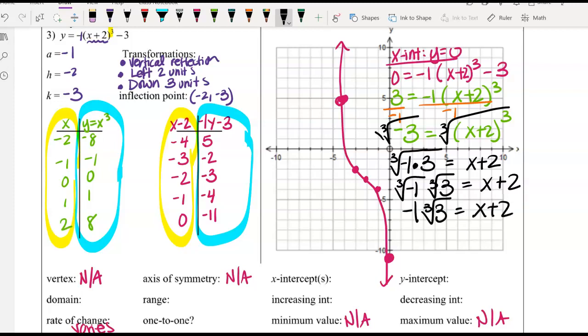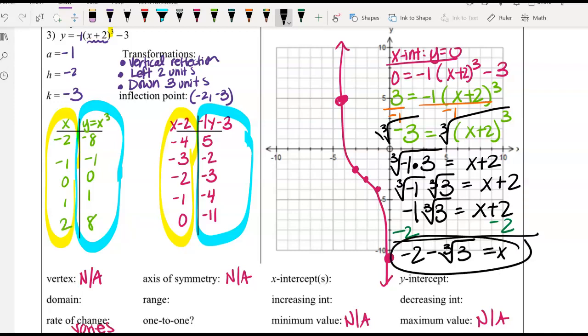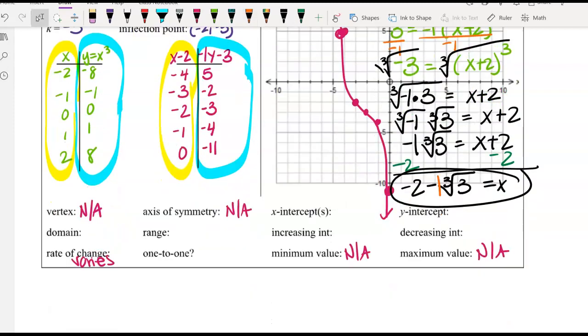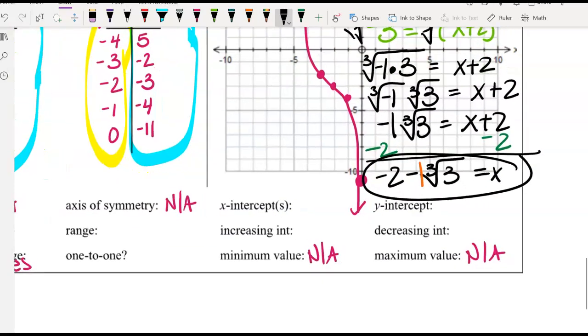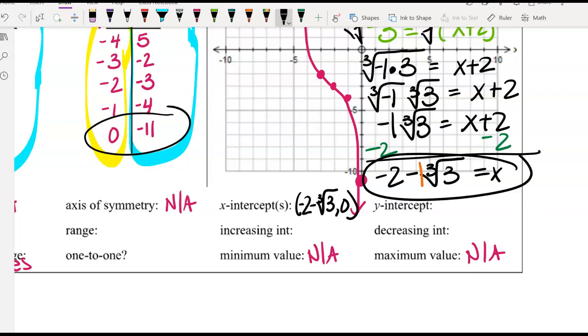Last step is move the 2 over. So when you move the 2, you can put it in the front or in the back. It's really entirely up to you. So if you put it in the front, it's negative 2 minus cube root of 3 equals x. You can stick the negative in front of this if you want to. That's a personal choice. All right, I'm going to write it as my answer, but it's going to be an ordered pair. So negative 2 minus cube root of 3 comma 0. Y-intercept, it's right here, so that's nice, is 0 comma negative 11.